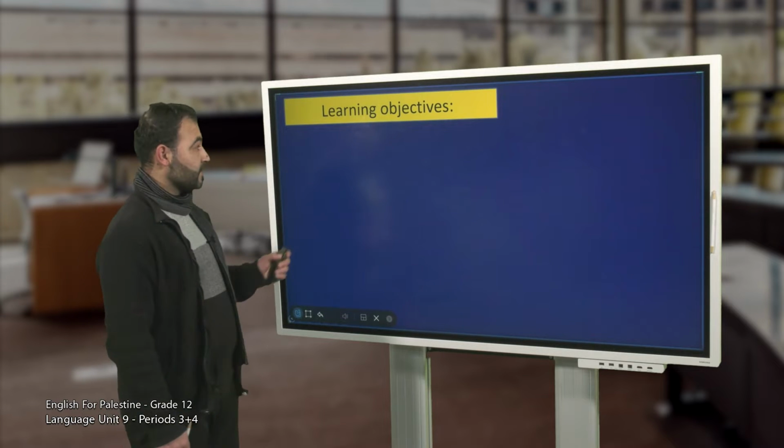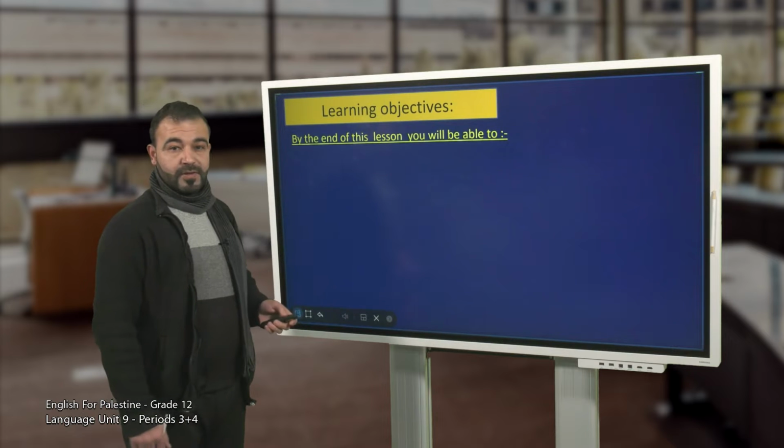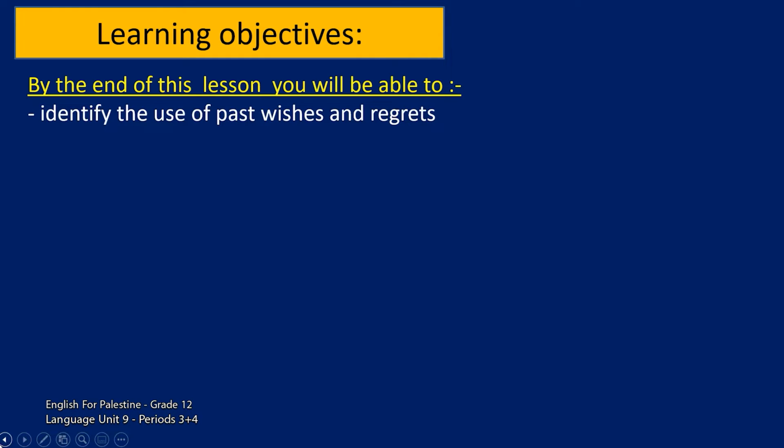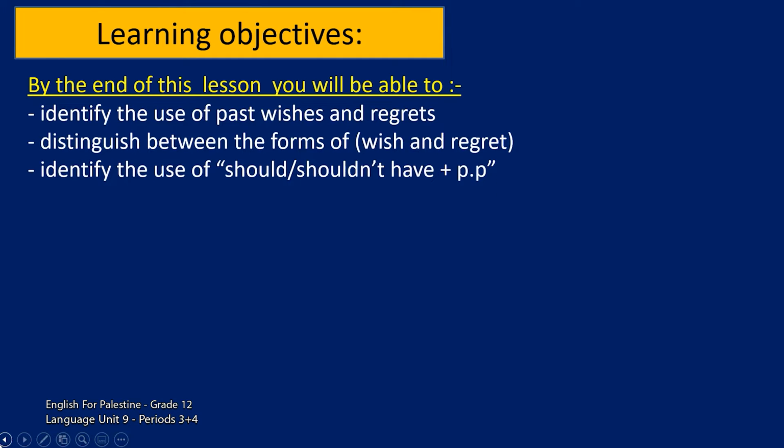Learning objectives. By the end of this lesson, you will be able to: number 1, identify the use of past wishes and regrets. Number 2, distinguish between the forms of wish and regret. And finally, identify the use of should or shouldn't have plus the past participle form.